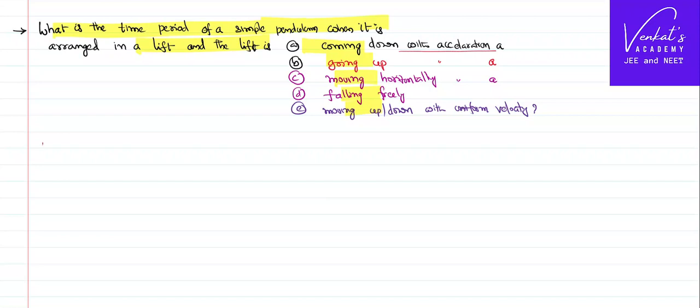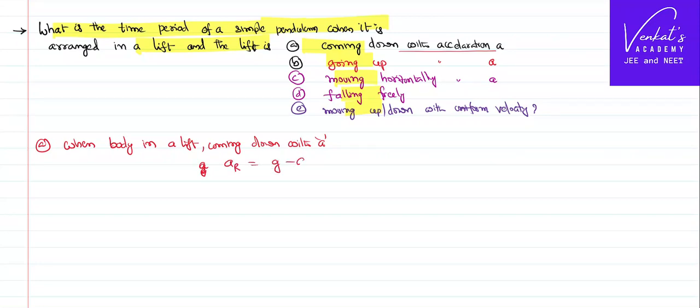When the body is in a lift coming down with an acceleration A, the effective acceleration, a resultant you can call, is G minus A. Effective acceleration, a resultant, is equal to G minus A.